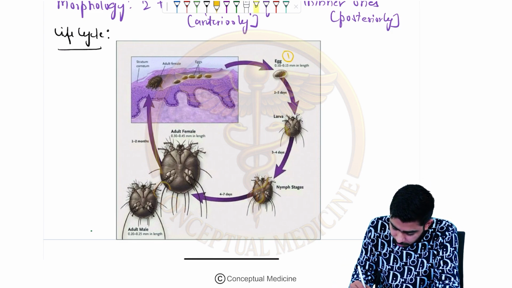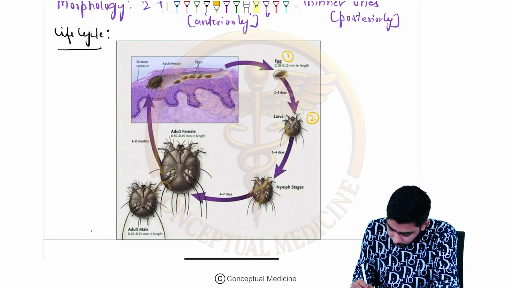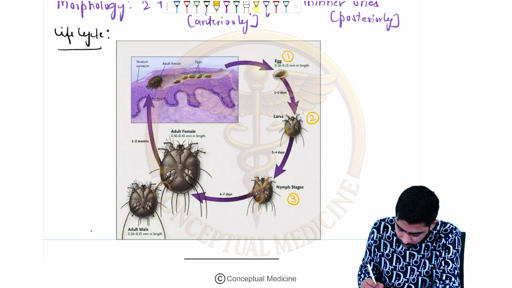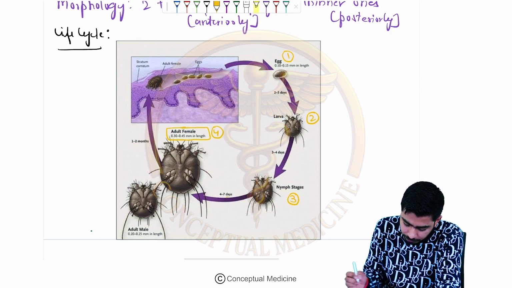Second one, it will be converting itself in 2 to 3 days into the larva, itch mite. Then it will be converting into the third stage, that will be the nymph, and then finally after 4 to 7 days it will be converting into the adult, the adult female. That will be the 4th stage, obviously.